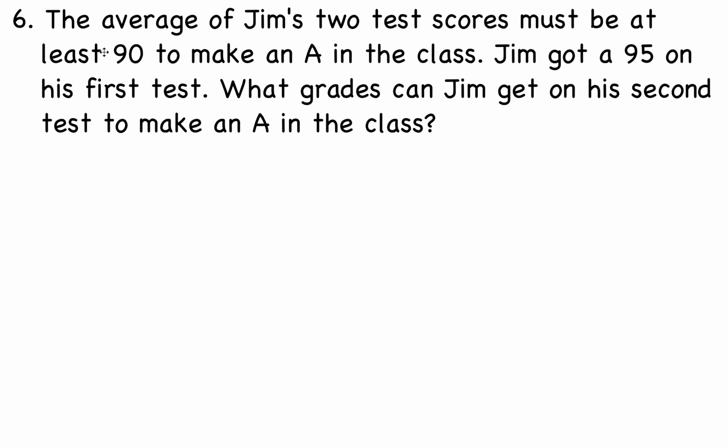And our last slide says the average of Jim's 2 test scores must be at least 90 to make an A in the class. Jim got a 95 on his first test. What grades can he get on his second test to make an A in the class? So again, this is an example where you need to learn how to translate the words into the mathematical terms.